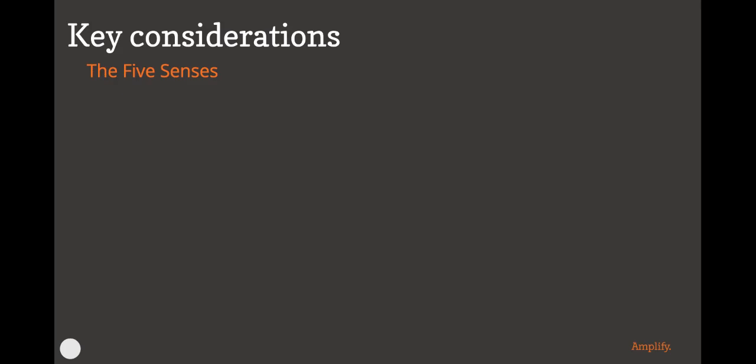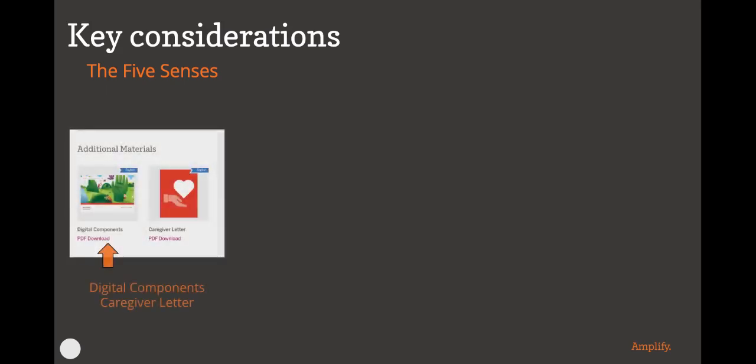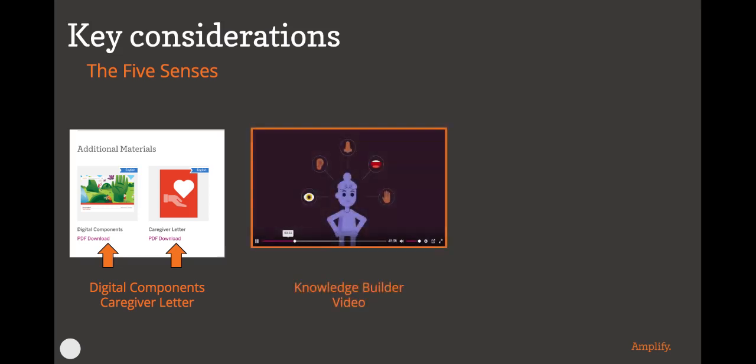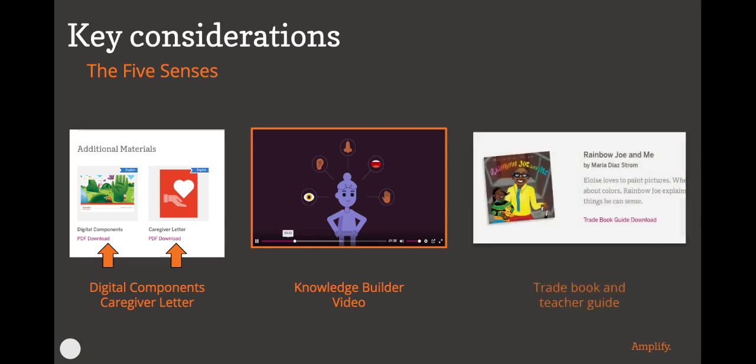Also on the teacher resource site, teachers can access digital components and a caregiver letter that introduces this unit. The teacher guide will reference the digital resources and where in lessons you might use them. The teacher resource site also contains other useful items such as a knowledge builder video and the Rainbow Joe and Me trade book and guide to help build student understanding of blindness. Teachers in LAUSD will receive this trade book along with your other hard copy materials.